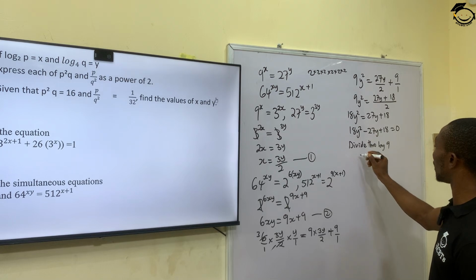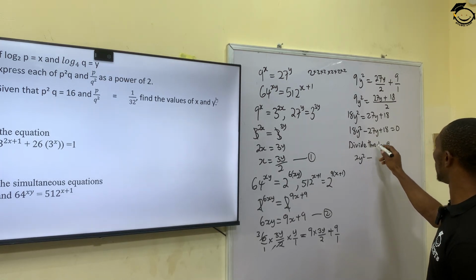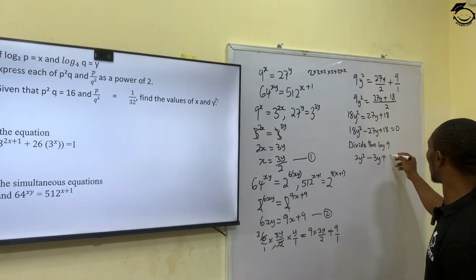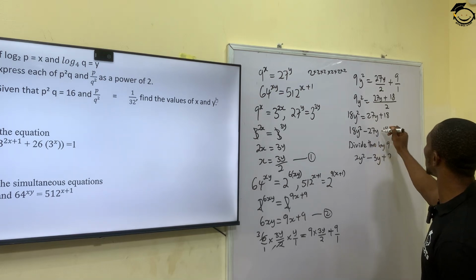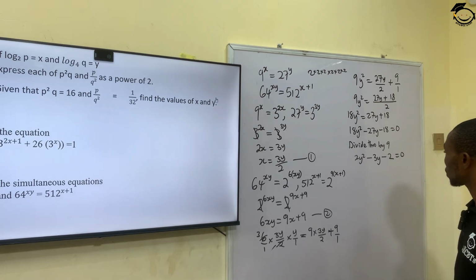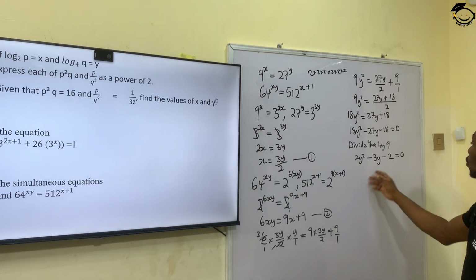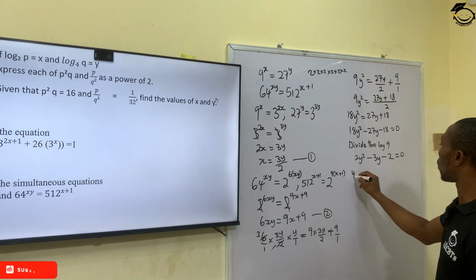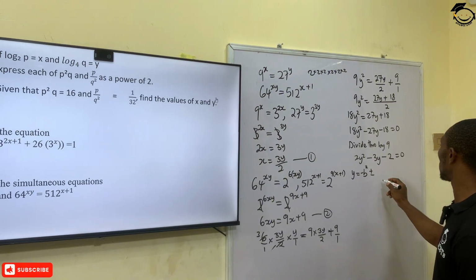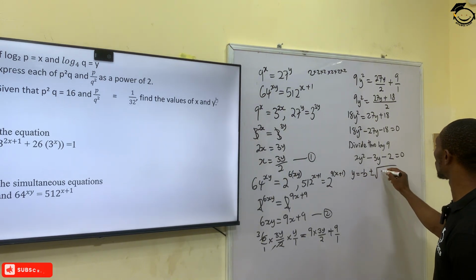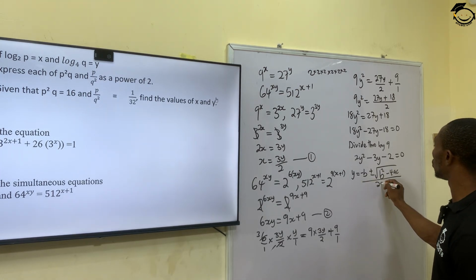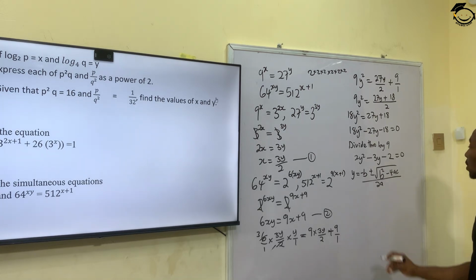18 divided by 9 will give us 2y squared, minus 27 divided by 9 will give us 3y, plus 18 divided by 9 will give us, sorry, this should be minus, will give us minus 2 equals 0. All right, now with this, we can apply our formula that says y equals minus b plus or minus root b squared minus 4ac all over 2a, which is the quadratic formula.